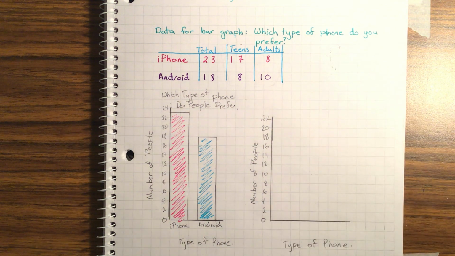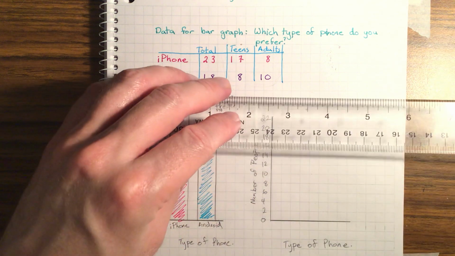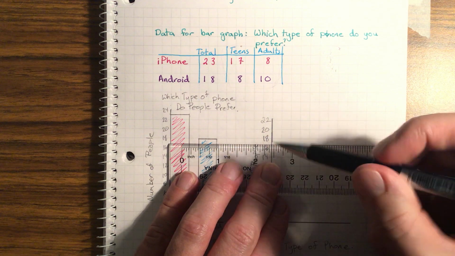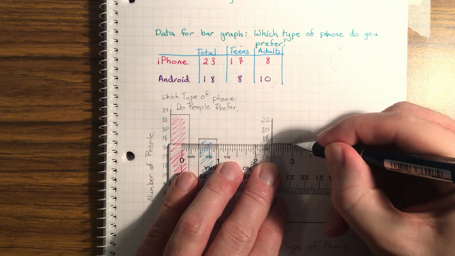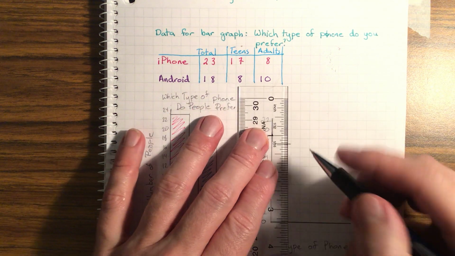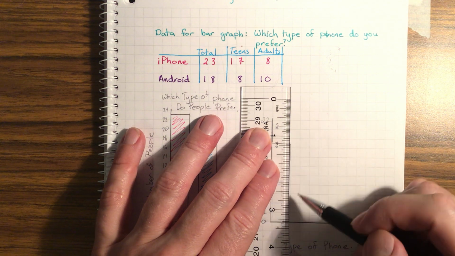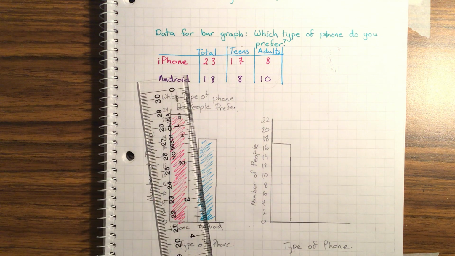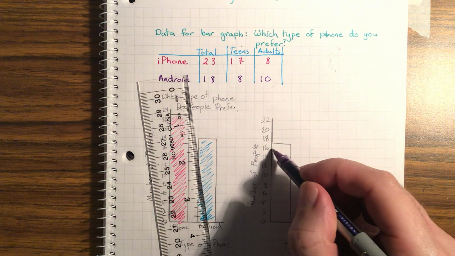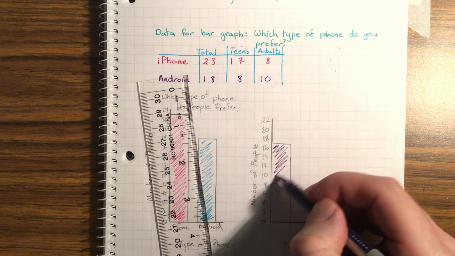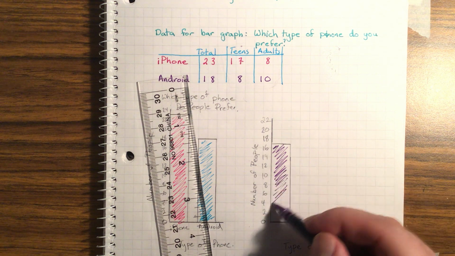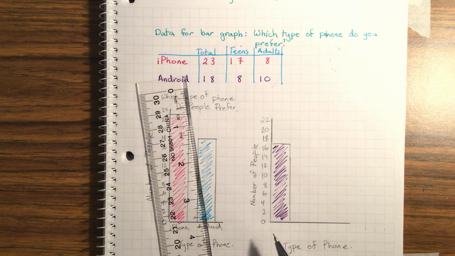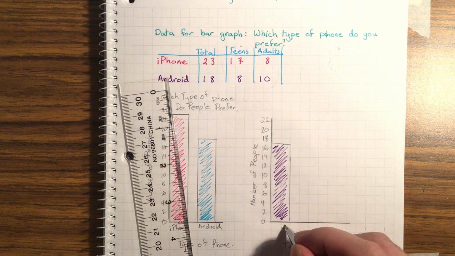The teens for the iPhone is up to 17. So I'm going to make a bar for the teens at 17. So I put my ruler down, and I make a bar for the teens at 17. So that one's teens. Now teens, I'm going to do in the color purple. And then this is my iPhone section. iPhone.